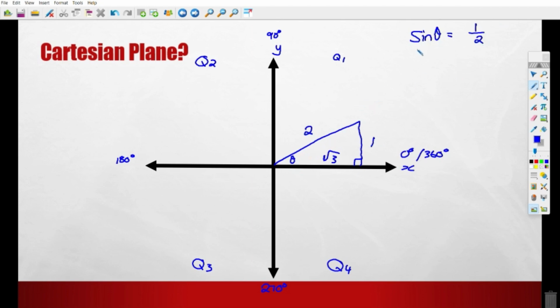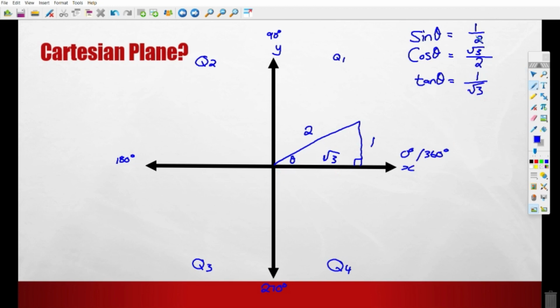If I said go find cos of theta, we know that cos is adjacent over hypotenuse, so it's adjacent, which is square root of 3, over the hypotenuse, which is 2. And if I say go find tan of theta, that's opposite over adjacent, which is 1 over the square root of 3.